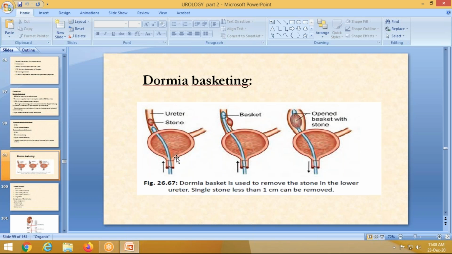So this is the Dormia basket. Suppose a device passes from the urethra and enters into the lower end of the ureter, where the stone is impacted. This Dormia basket has to be introduced inside, pneumatic dilatation is applied, and it is pulled down so that the ureteric stone may enter into the bladder. From the bladder, you should use a ureteroscope and remove it. That is the mechanism of the Dormia basket, which you can use to remove an impacted stone in the lower one third of the ureter.